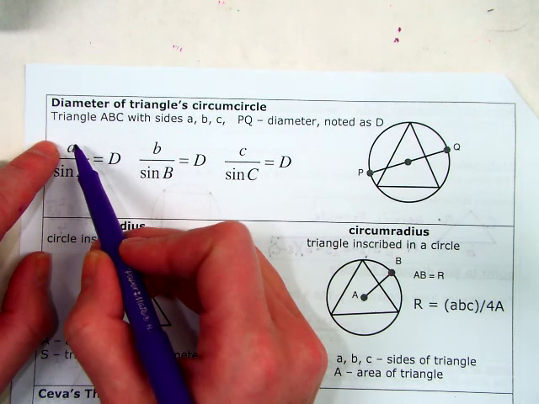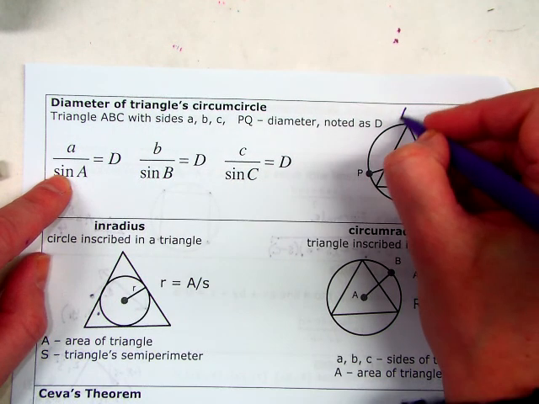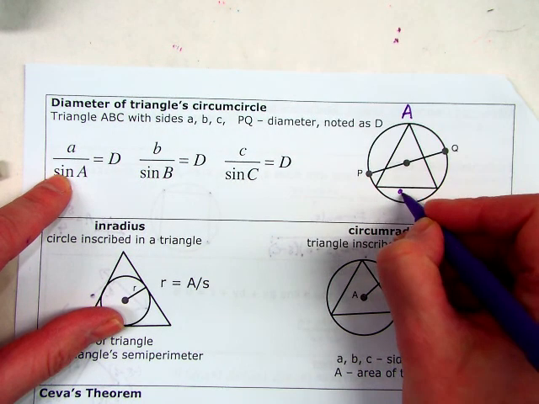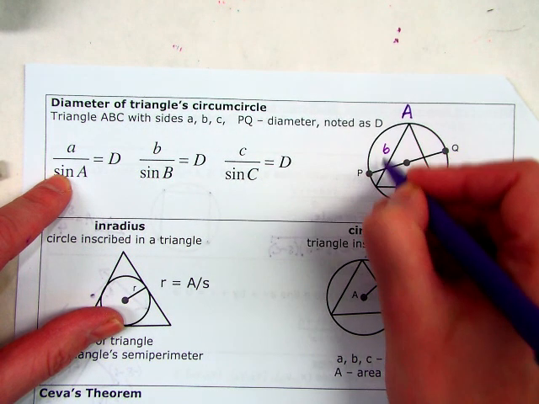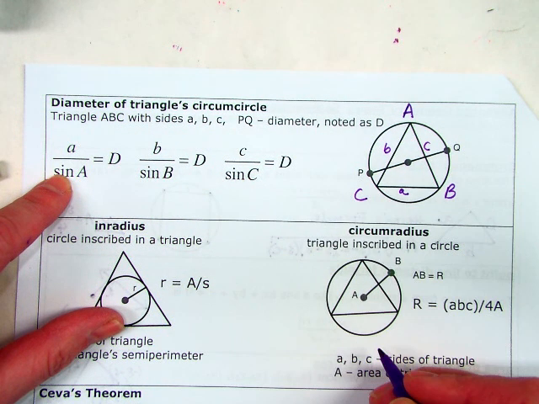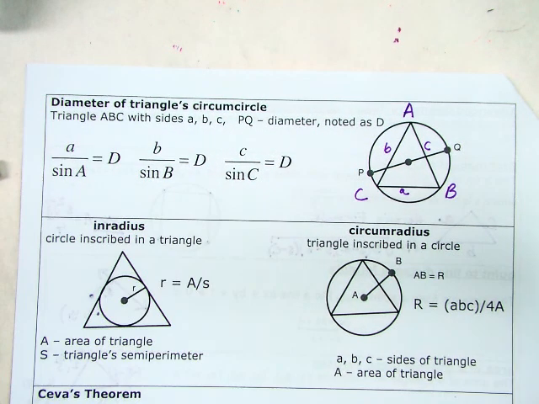A divided by sine of A. Now remember, if this is capital A, this is little a. This is B, this is little b. This is C, this is little c. Right? And you just find the diameter like this.